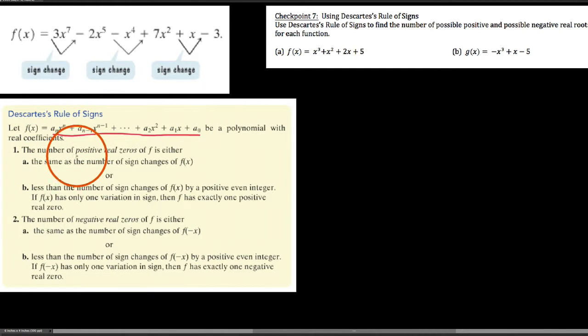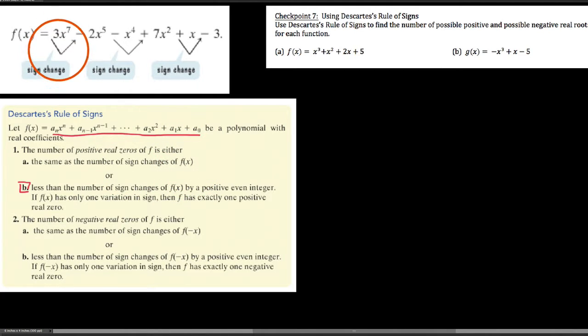So long as this is true, the number of possible positive real zeros of f is either the same as the number of sign changes of f of x, or letter B here. Now, I'm not going to get to letter B yet. I want to go back and talk about letter A. It says it's the same as the number of sign changes of your original function.